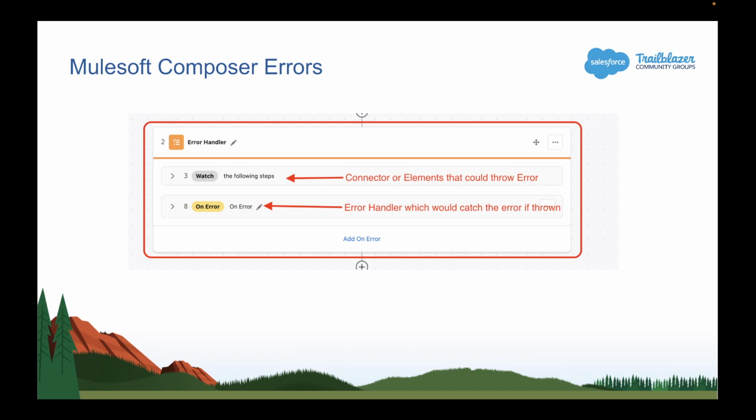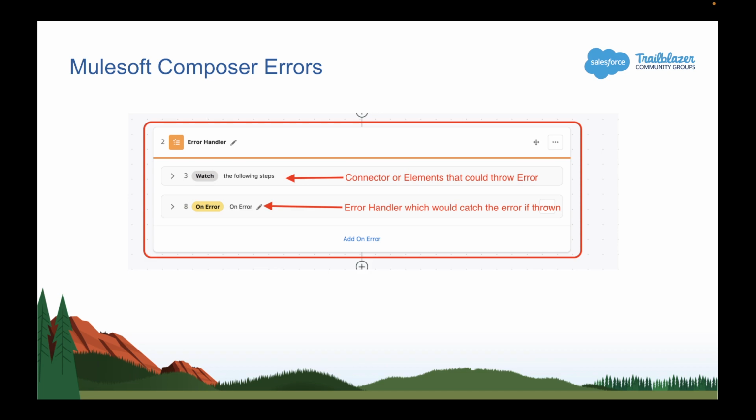Now in this error handler there are two kinds of blocks available. One is the watch and another one is on error. The watch block is simply like a try catch block, I would say. If you remember from your programming language or something like that, we have try catch, and inside the catch we also have the catch ladder, right, which would basically handle different kinds of catch exceptions, right?